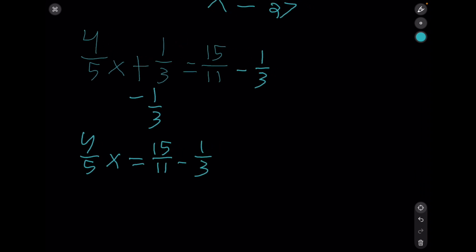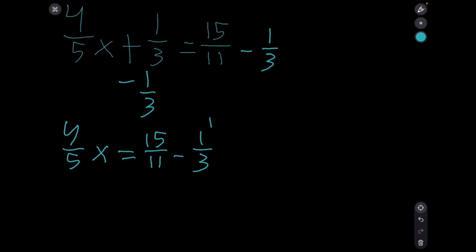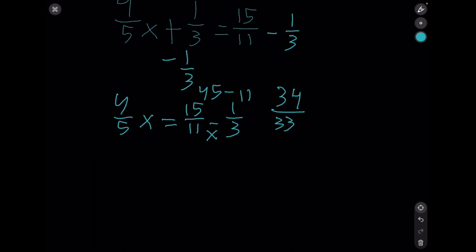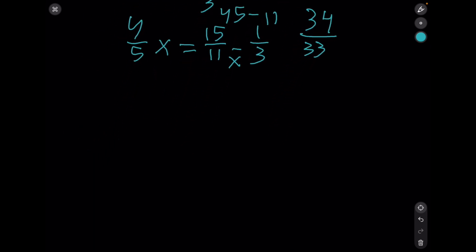And from there, you can just butterfly. This is 11. This is 45. You subtract, then you multiply this. And you're left with 34 over 33. Now, this is a very, very huge number.